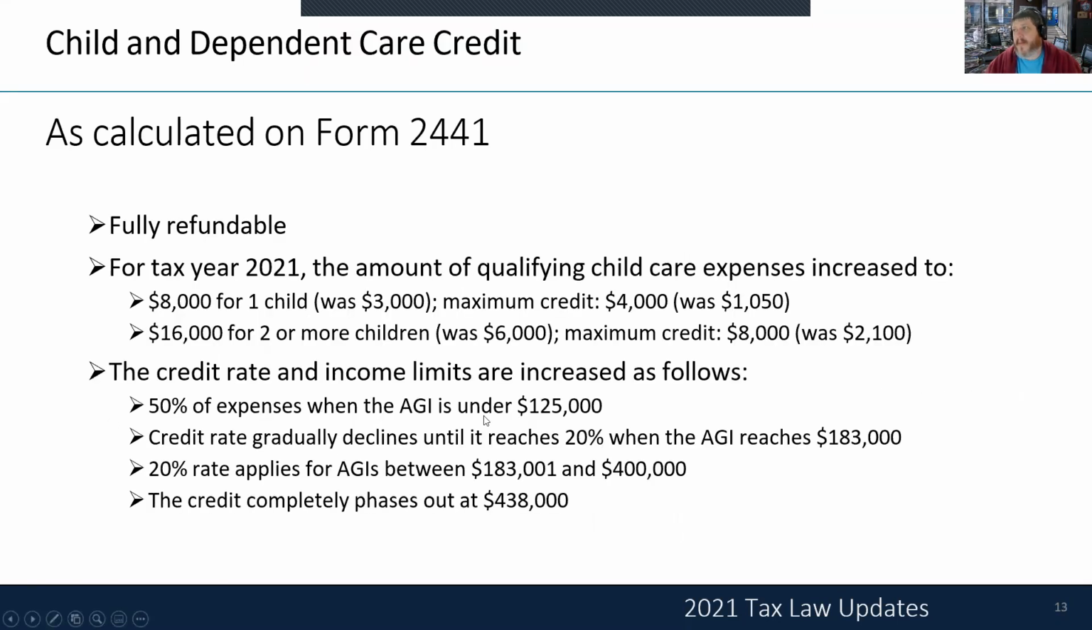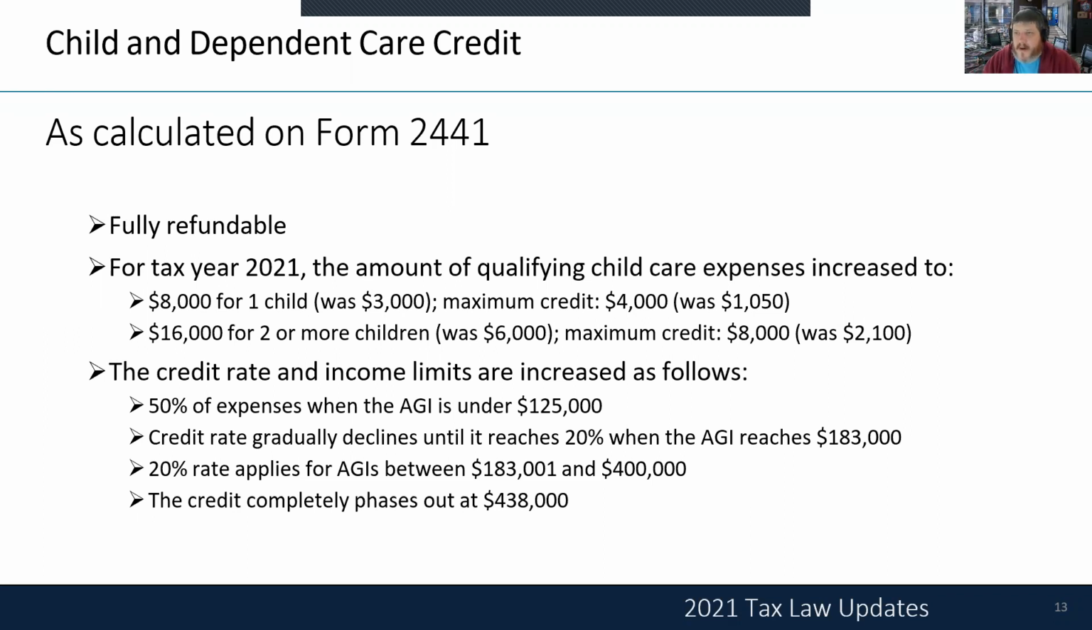All right, so let's talk about the big change for the child and dependent care credit. Form 2441 for tax year 2021 only, it is fully refundable. Okay, the amount of qualifying childcare expenses has increased to $8,000 for one child, used to be $3,000. The maximum credit is increased to $4,000. It was $1,050. It is $16,000 for 2 or more children. So if they have 2, it's $16,000. If they have 6, it's still $16,000. And the maximum credit was increased to $8,000.